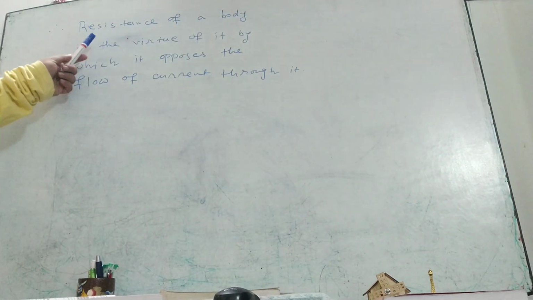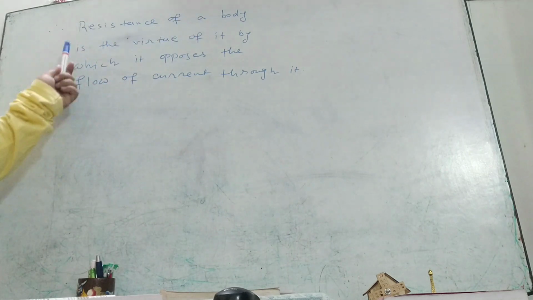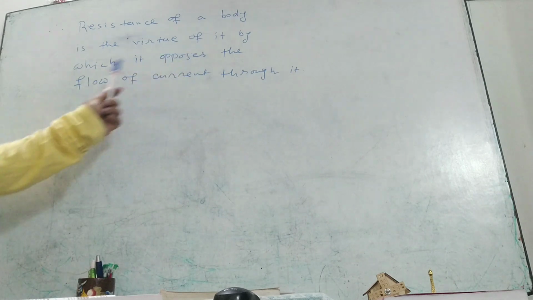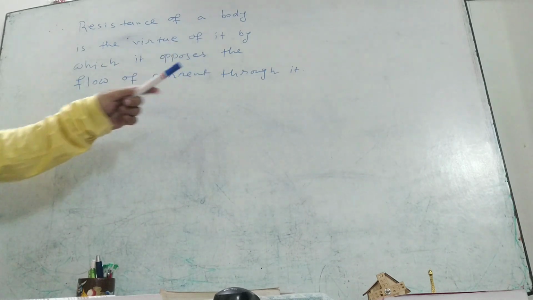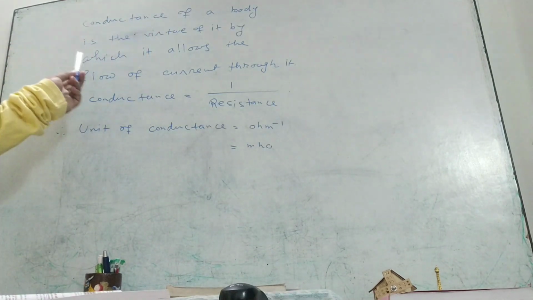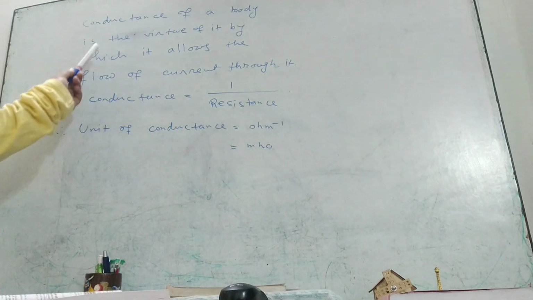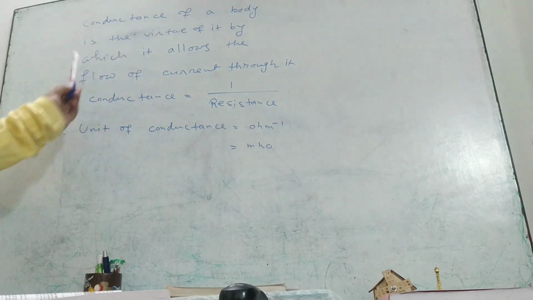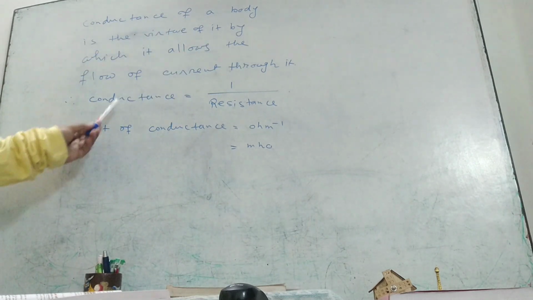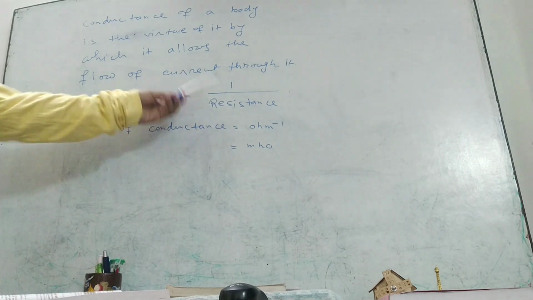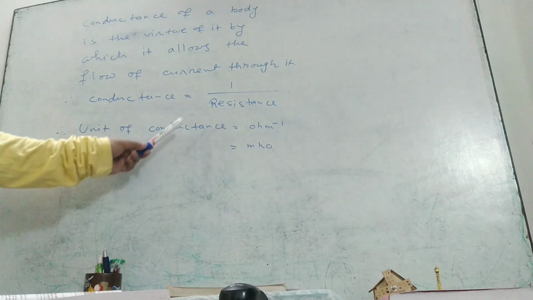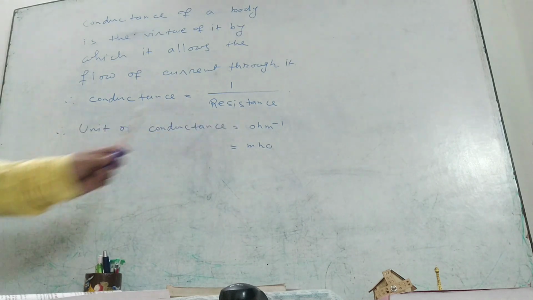Therefore, we can write: the resistance of a body is the virtue of it by which it opposes the flow of current through it. Conductance of a body is the virtue of it by which it allows the flow of current through it. Therefore, conductance is the reciprocal of the resistance. That's why the unit of conductance is ohm inverse or mho.